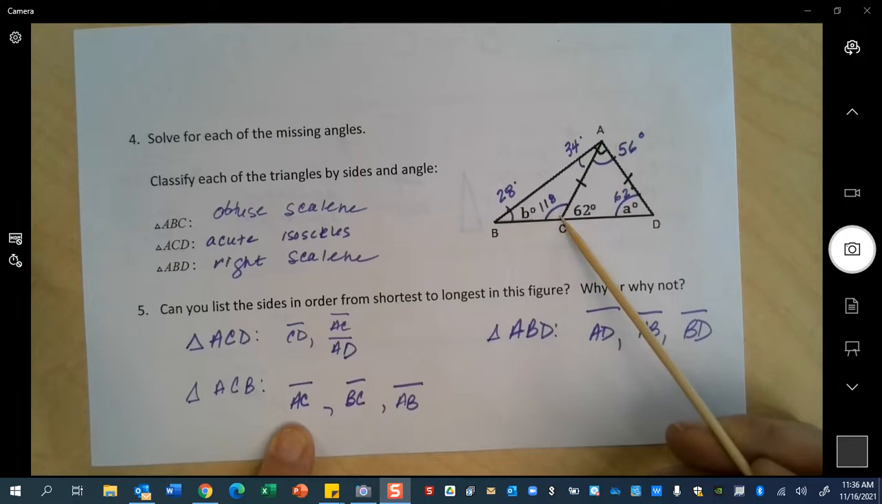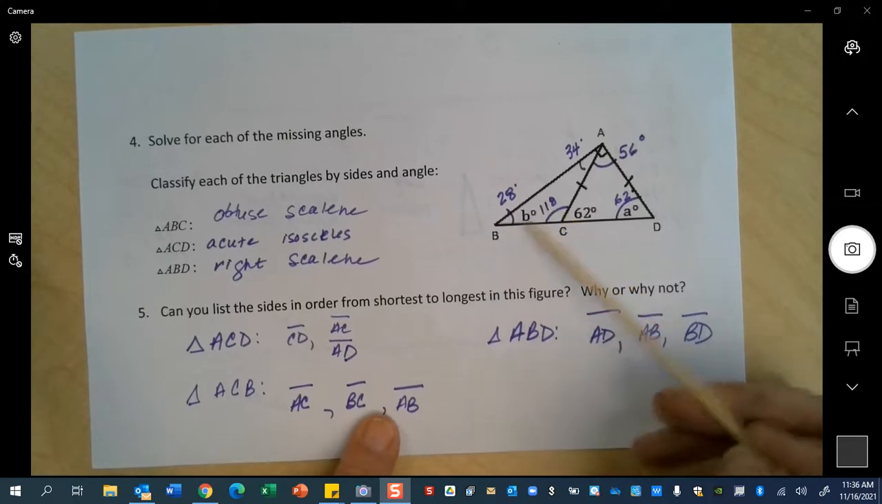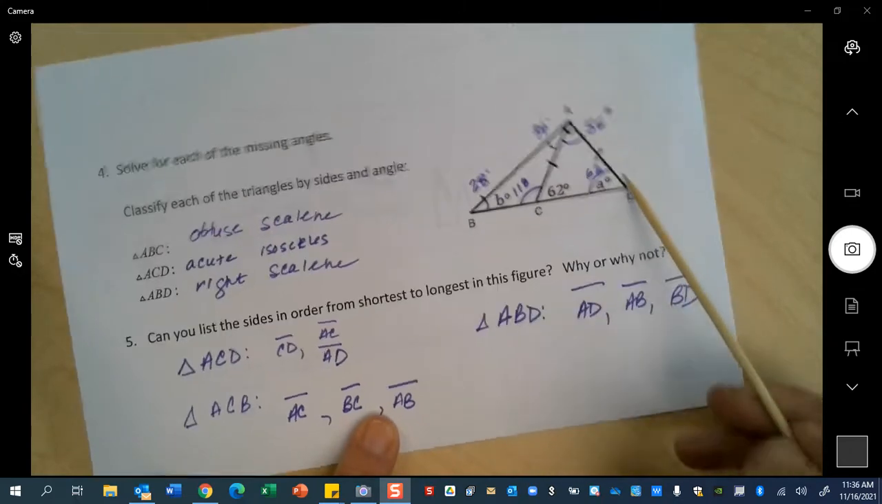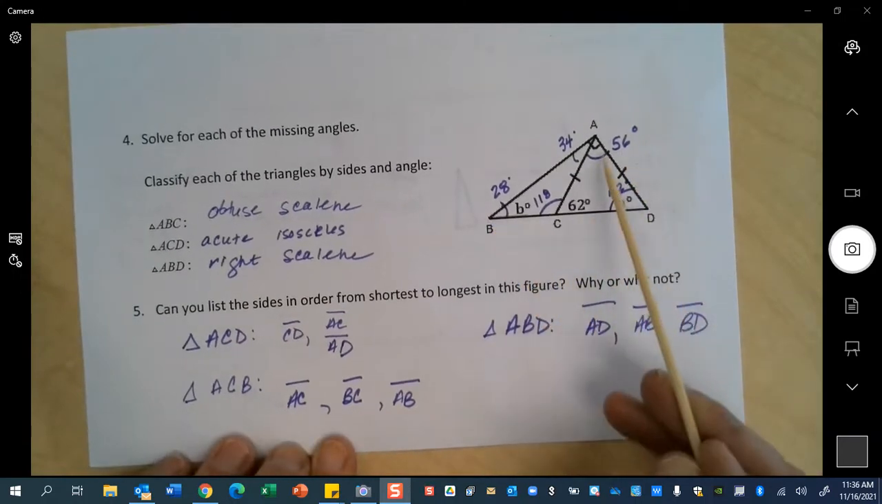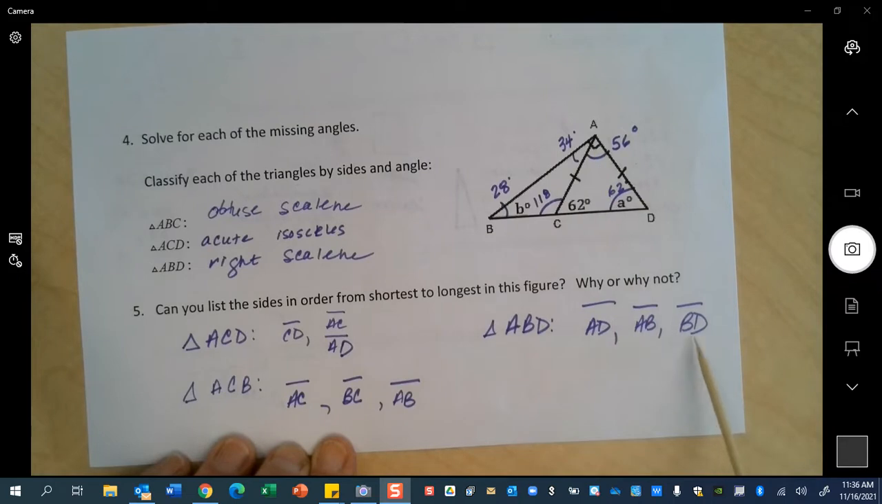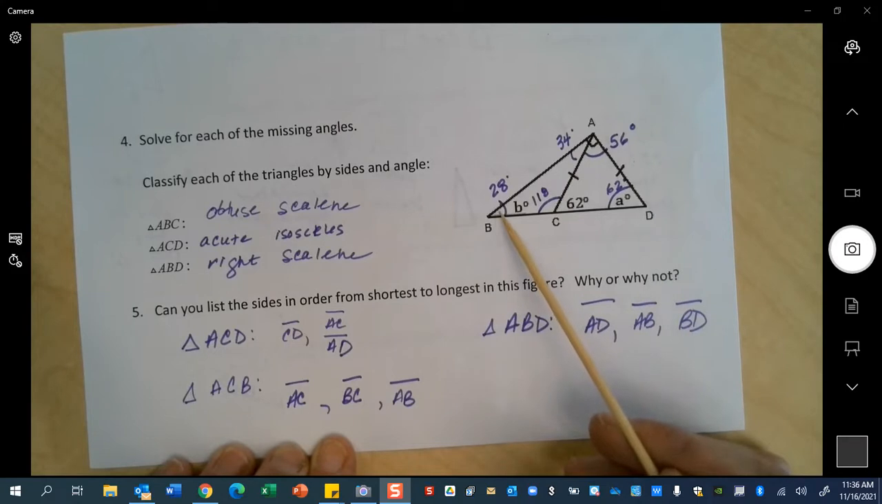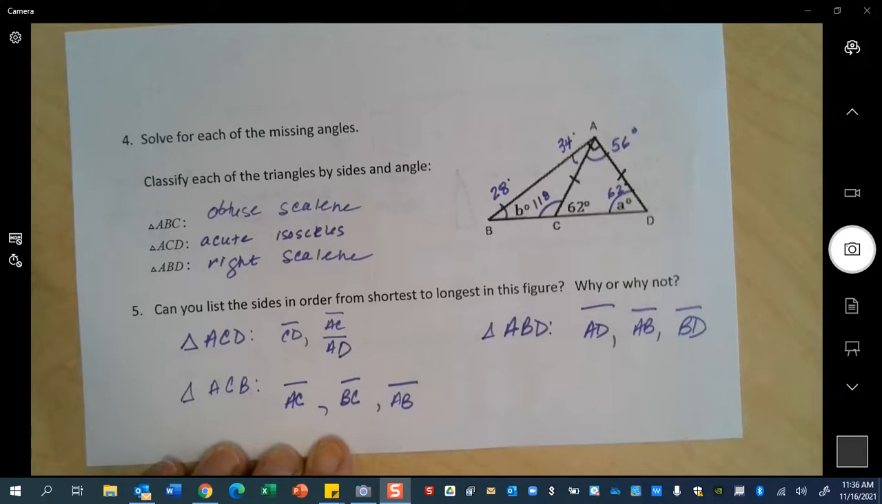For triangle ABC, AC is the smallest, and then BC, and then AB. And then for my largest triangle, I know that the side opposite my right angle, my hypotenuse, is definitely my largest side. My side opposite my smallest angle is my shortest side, and then AB is in the middle.